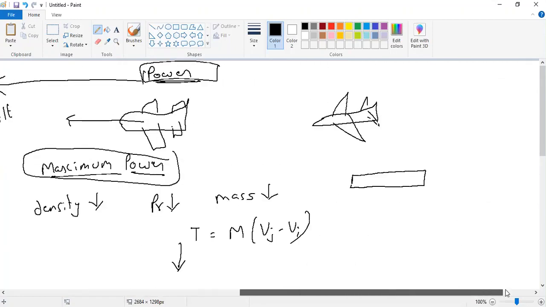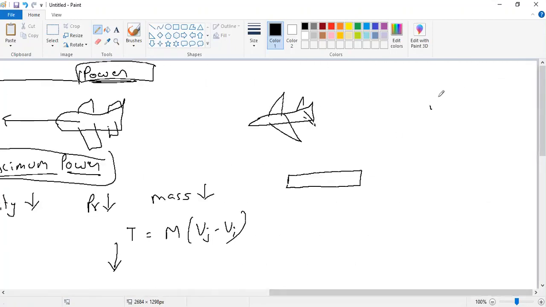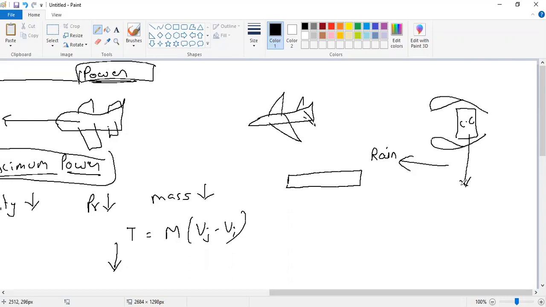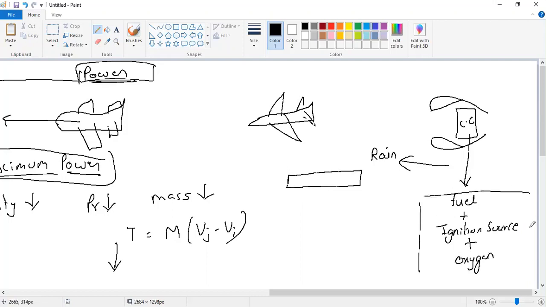So before we go ahead, let us understand what happens in the rain. Let us say this is a jet engine. It is flying into the rain. We know here we have got a combustion chamber, right? Inside the combustion chamber, we have got three things: fuel plus ignition source plus oxygen. When these three things are available, this will burn, correct?